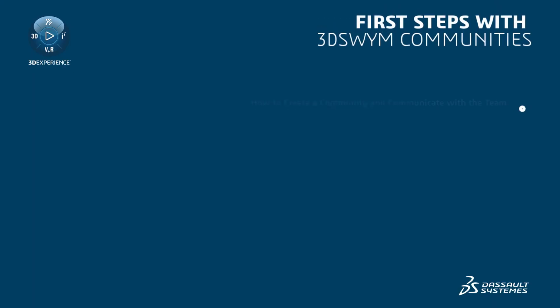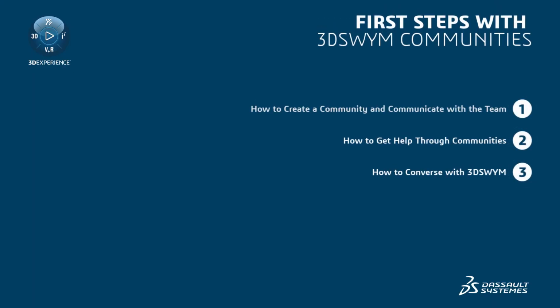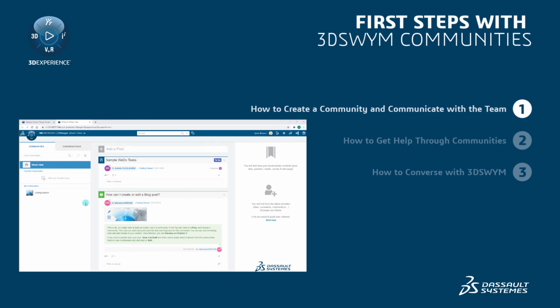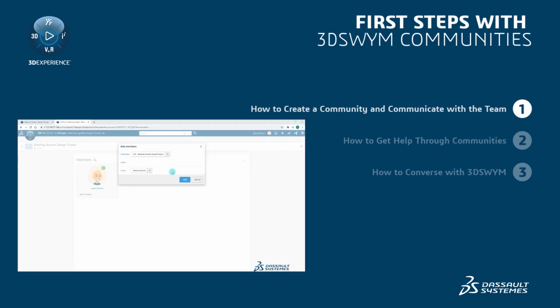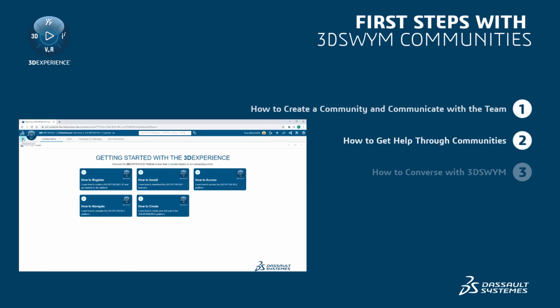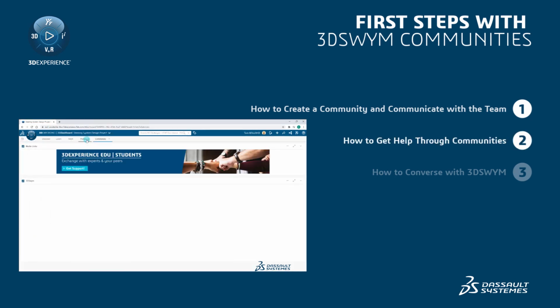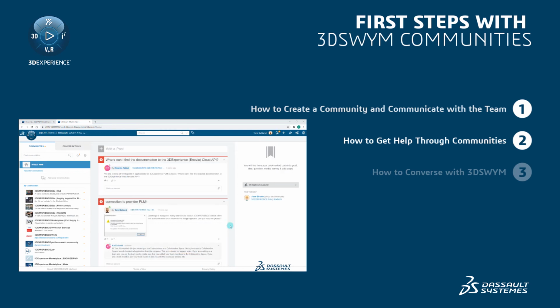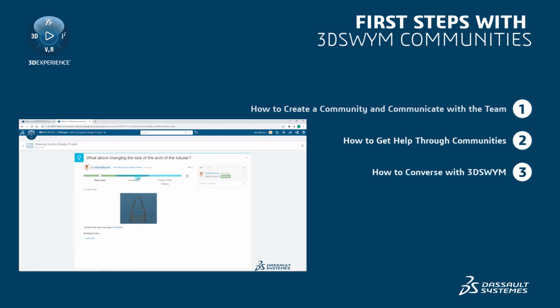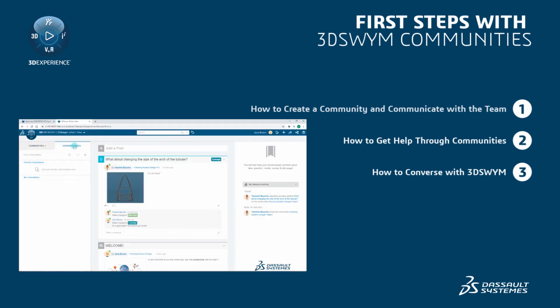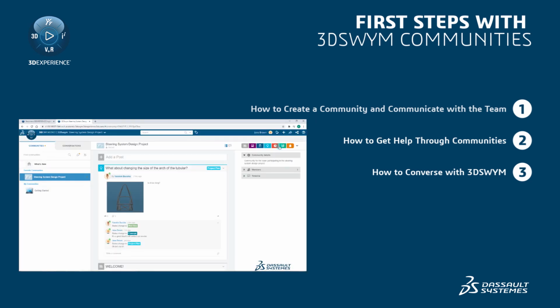Let's summarize what we have learnt during this video. First, we saw with Jane how to create a community with 3DSwym, and how it can facilitate social interactions and collaboration. Then, we saw with Tom how to use the student community in order to get help and share stories and work with the world community. Finally, we saw with Jane's team how to share an idea and how to converse. Well done. You have now learned all the key features of 3DSwym.